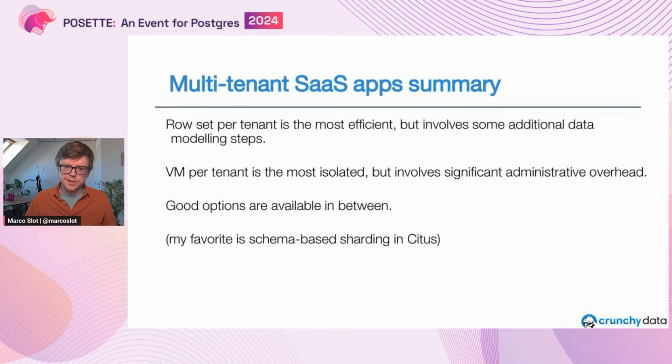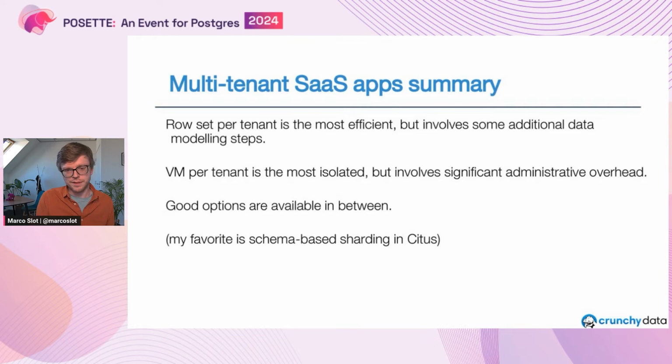So yeah, as I said, row set is the most efficient and VM is the most coarse, but the most isolated, but also the most administrative overhead. And in between, there are good options as well. My personal favorite is the schema-based sharding in Citus, because there's not a lot of extra things you need to do to make it work.